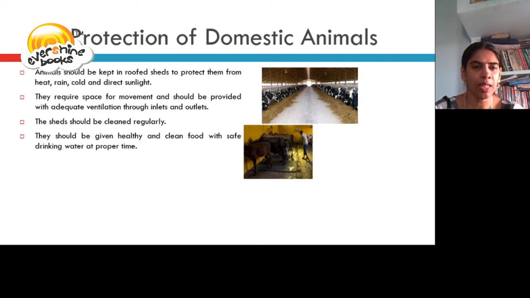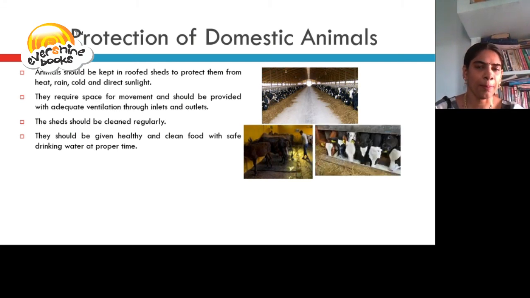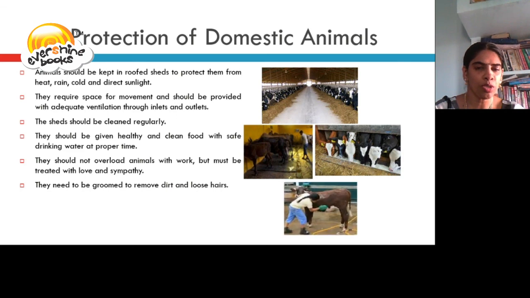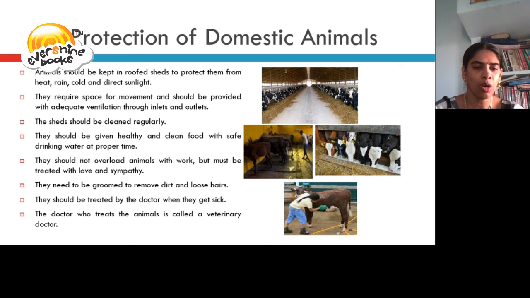They should be given healthy and clean food with safe drinking water at proper times. They should not be overloaded with work. They must be treated with love and sympathy. They need to be groomed to remove dirt and loose hairs. They should be treated by the doctor when they get sick. The doctor who treats animals is called a veterinary doctor.